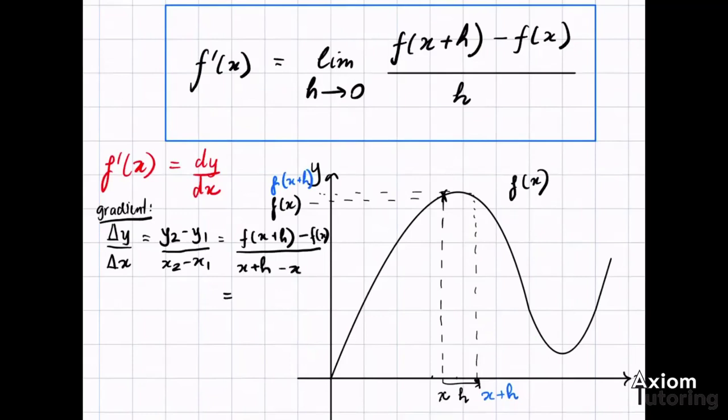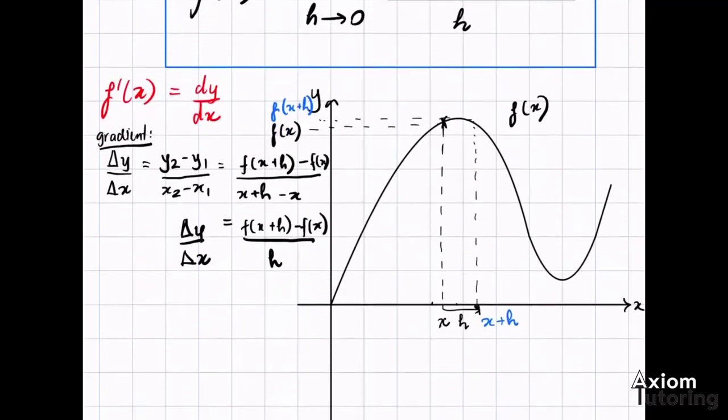Now, what does that give us? In the denominator, x plus h minus x just leaves us with h. And then in the numerator, we get f of x plus h minus f of x. We can't simplify that any further. And that gives us our gradient, delta y over delta x. But we want the gradient function at point x.